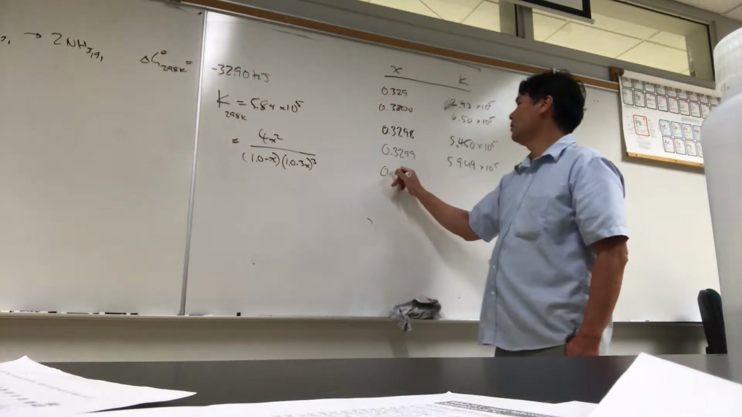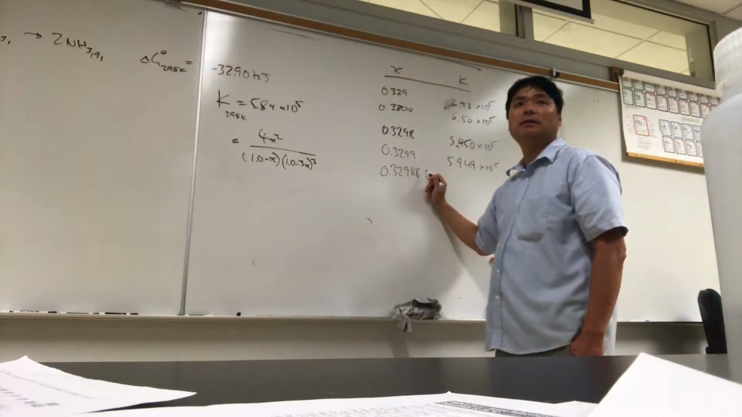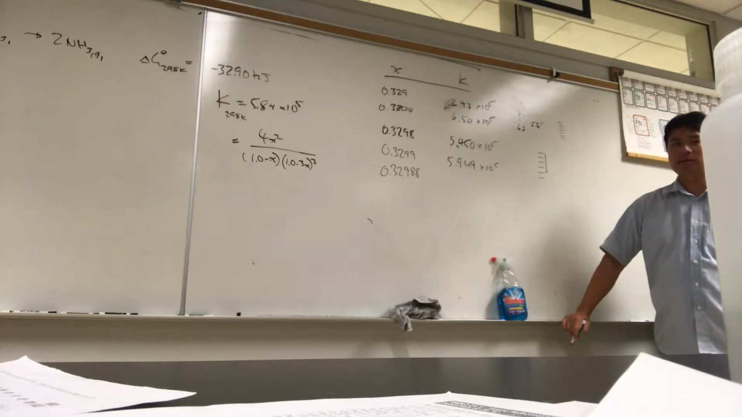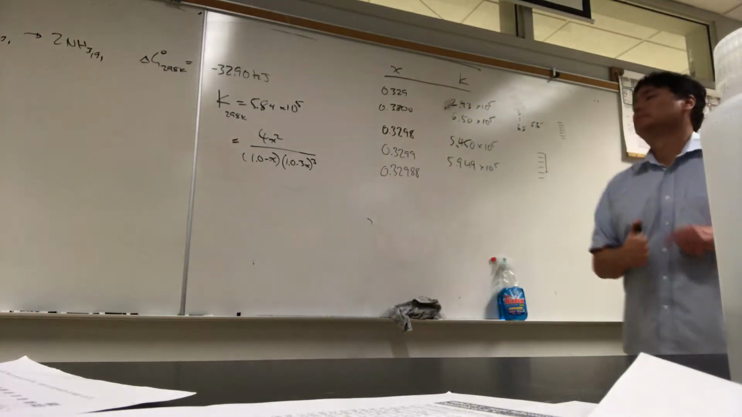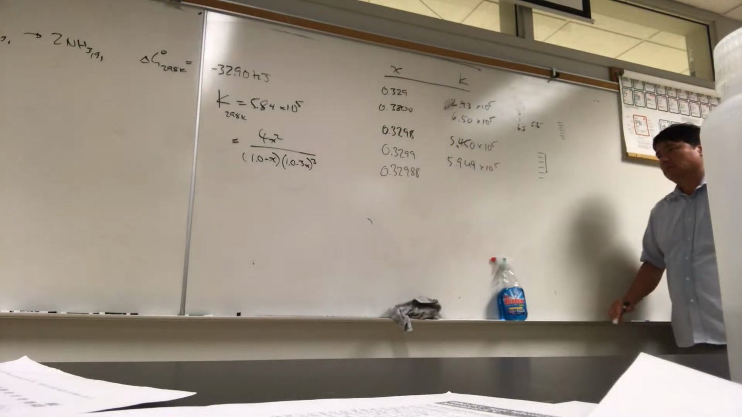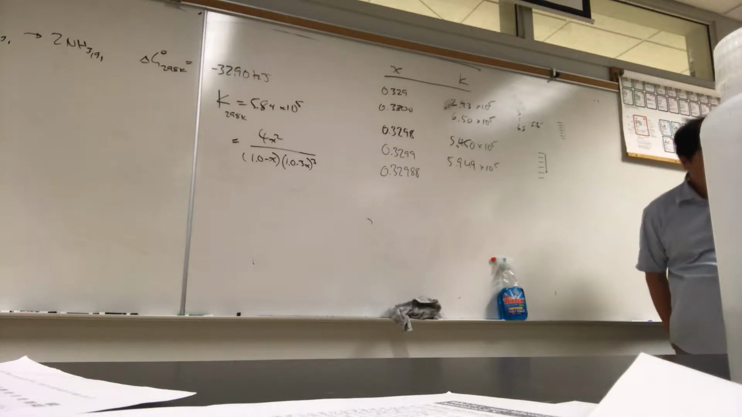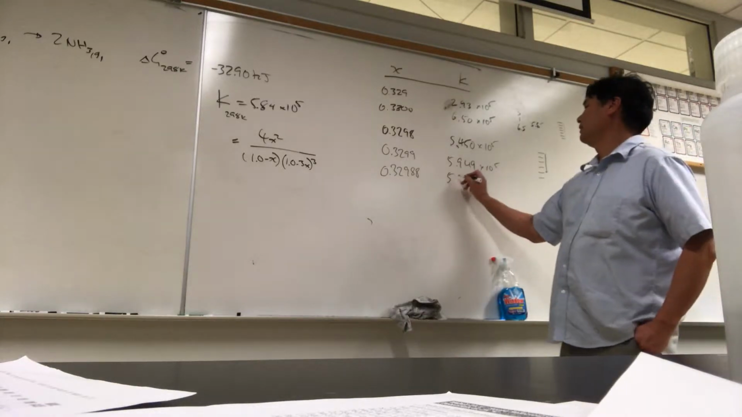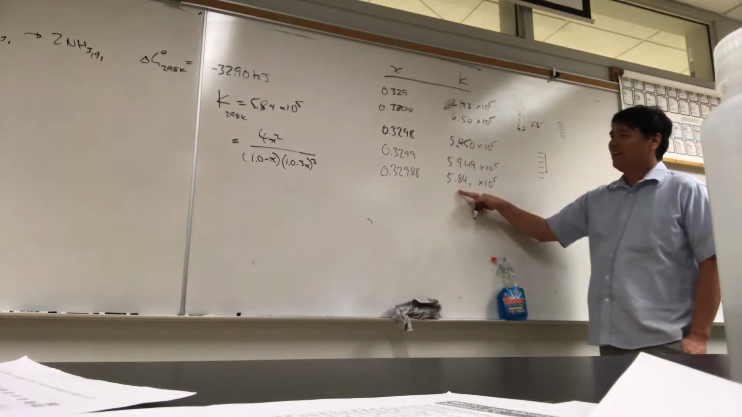And so I'd say 0.32988. What do you think? Yeah? All right, so let's try 0.32988. See what we get. No. 5.841 times 10 to the 5th. Okay, now this is close enough.